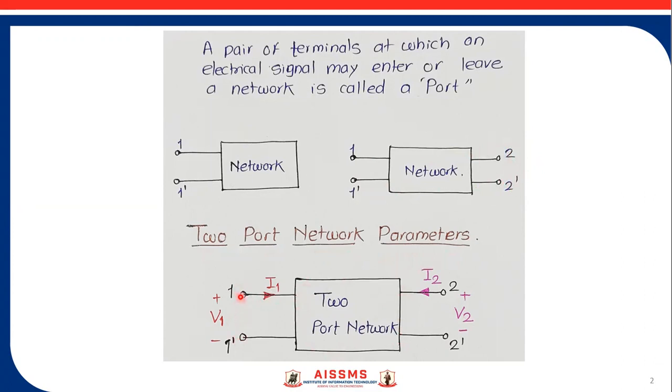Input port or energy source is connected at this port. Port 1, we can say 1 and 1 dash. There are two terminals. Input voltage is V1 and current is I1. Similarly, port 2, that is output port, having 2 and 2 dash terminal. Voltage is V2 and current is I2. Let's see one by one type of two-port network.